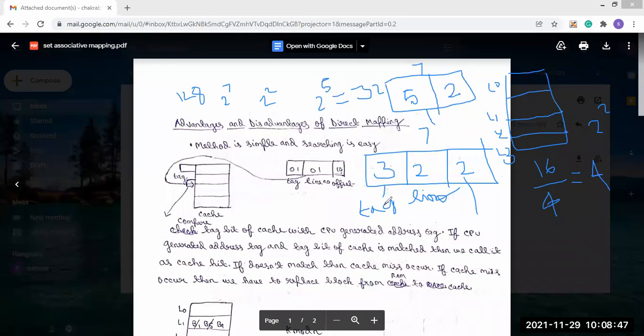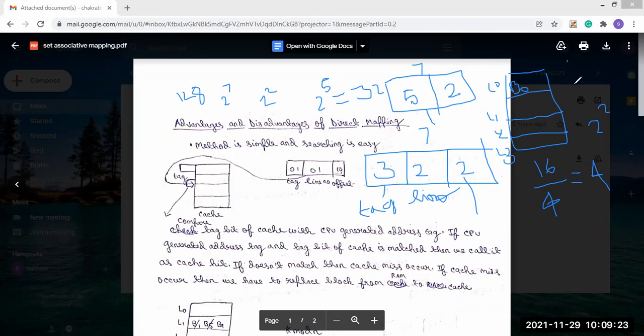Now what is the tag bit? We are now able to know the line number and the block offset, but what is the purpose of this tag bit? The tag bit specifies the following. We have said that this cache is divided into line numbers. So at a particular moment, in a particular line, which block should be present? If we take the example of L0, which block should be present in L0? Block B0 can be present.